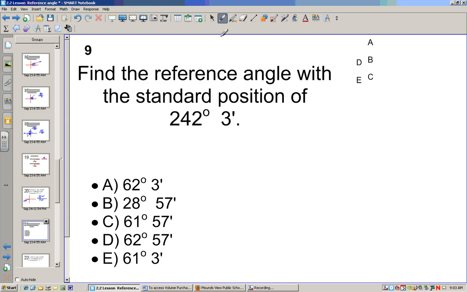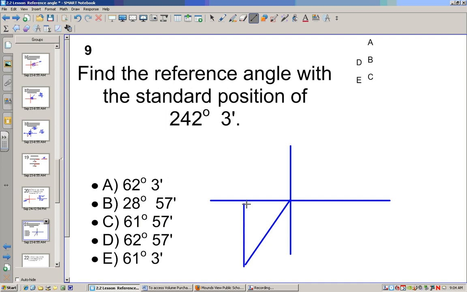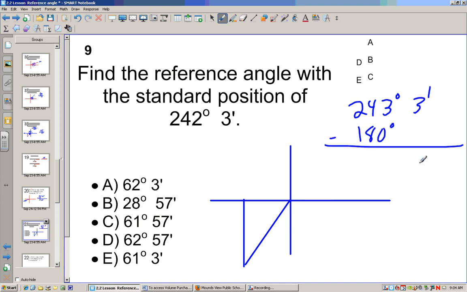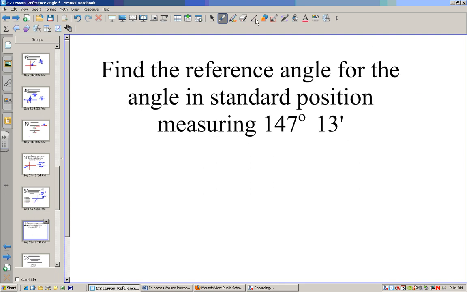Find the reference angle for 242.3. All right, 242.3, well, this is 270. 242.3 is here. Subtract that from 180. 242.3, subtract from 180, and this is what, 63? 63 degrees and 3 minutes. What about 147.13? Try this one.